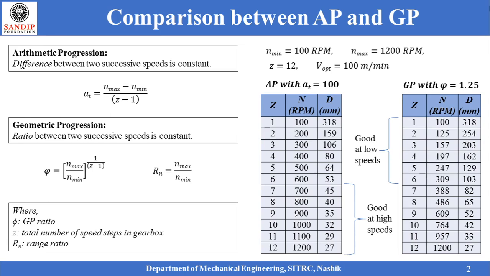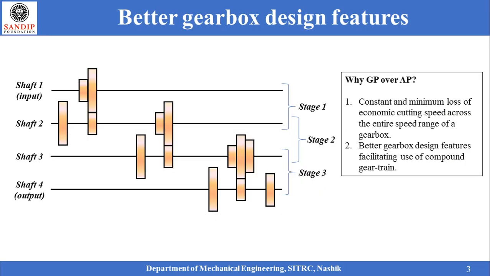Another important aspect with geometric progression is that we can make use of a compound gear train if we are using geometric progression. Let us see with an example. This is a kinematic diagram of a 12-speed gearbox using a compound gear train. You can see there are 4 shafts, out of which the first shaft is the input shaft, which is connected to the electric motor, which has a constant speed, and the last shaft, that is shaft 4, is the output shaft, which will be connected to the spindle of a lathe.